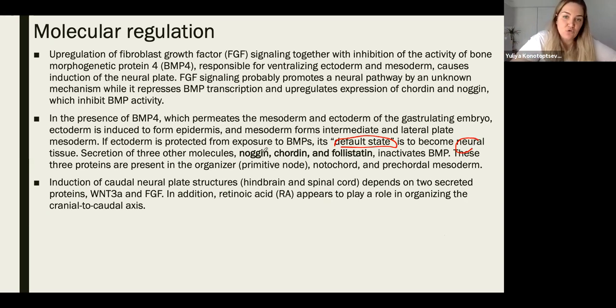Because we need noggin, chordin, and follistatin. Okay, these are the molecules which are making sure that your neural tissue becomes neural tissue. Anybody knows follistatin?